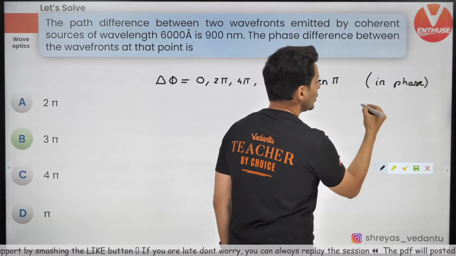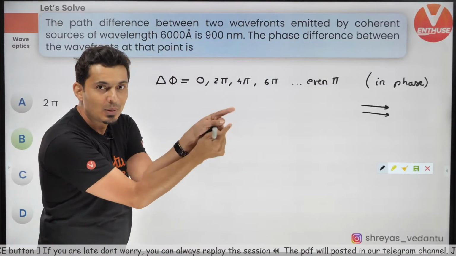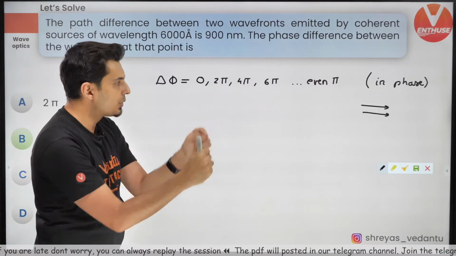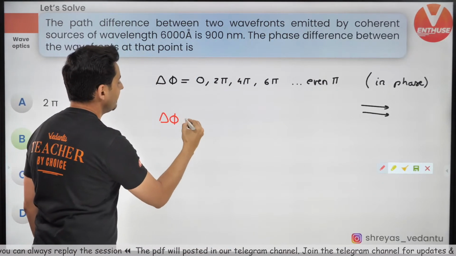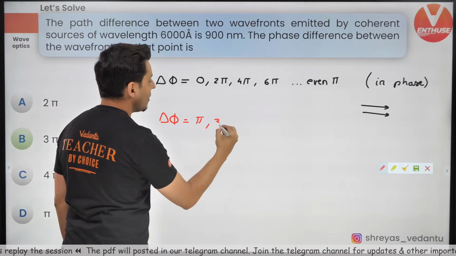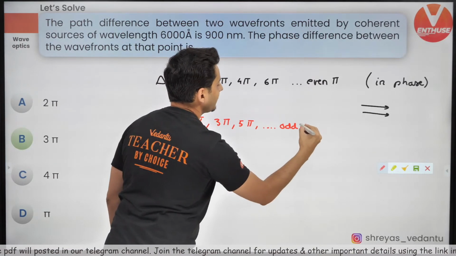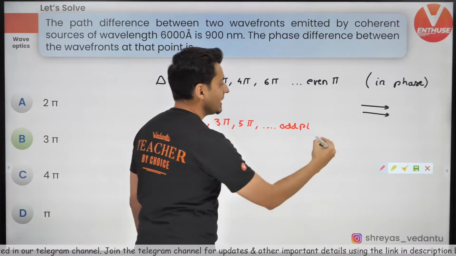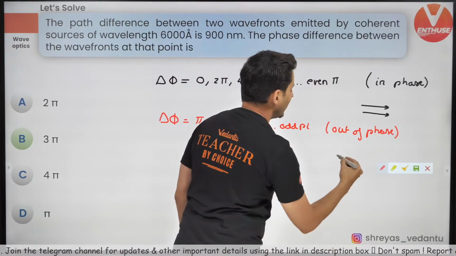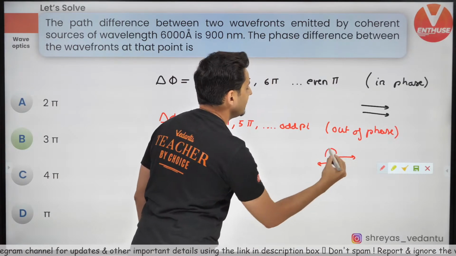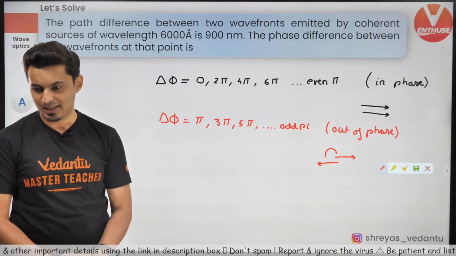It's like having two waves pointing in the same direction, and the angle between their phasors is 0 degrees. Similarly, understand, if you have a phase difference of pi, which is 180 degrees, or 3 pi, or 5 pi, or in general any odd multiple of pi, then it is said to be out of phase. What is it called? It is called out of phase. The angle between them is 180 degrees or 3 pi radians or 5 pi radians, any odd multiple of pi.